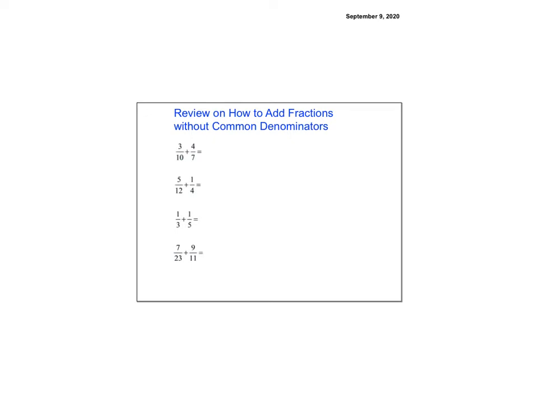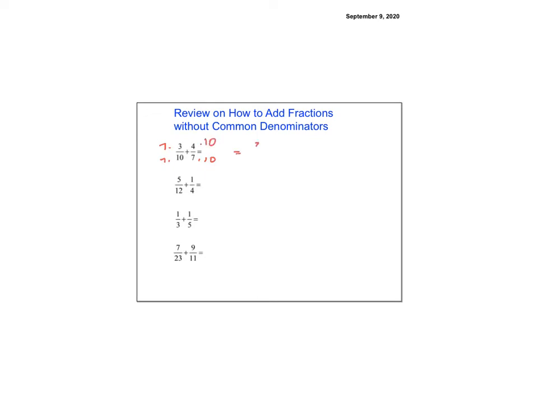So now we're going to review how to add fractions without common denominators. To do so, we have to get a common denominator. What's the common denominator between 10 and 7? It would be 70. You could simply multiply those two numbers in the denominators together to get a common denominator. So I can multiply this by 7, then I have to multiply up here by 7. Over here I have to multiply down here by 10, so then I have to multiply up here by 10.